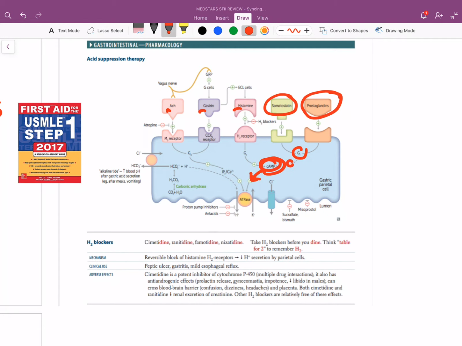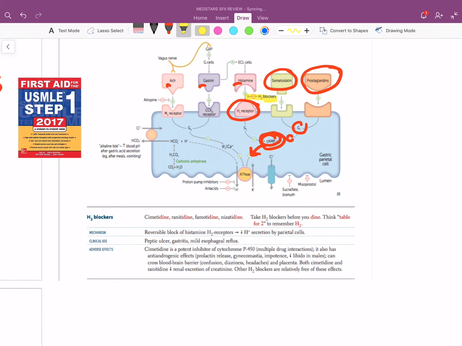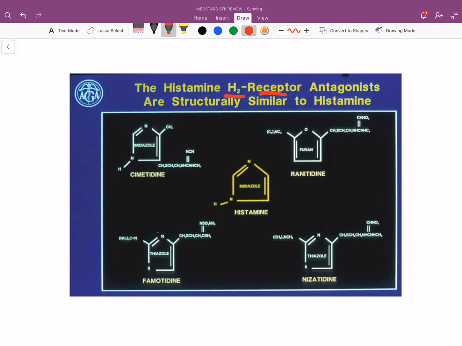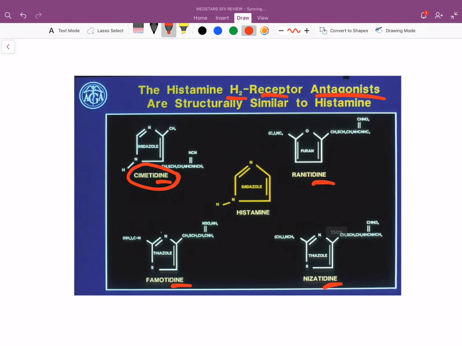What are some of the pharmacology we can use to directly inhibit histamine? We can use histamine blockers, and those histamine blockers all end in -dine. A good mnemonic for the receptor itself is table for two, as in H2. And a good mnemonic for the pharmacology is you take H2 blockers before you dine, right? That segues into this slide, where he talks about all of the H2 receptor antagonists, which all end in -dine. Particularly the one you should know is cimetidine, because that one has a whole bunch of side effects.